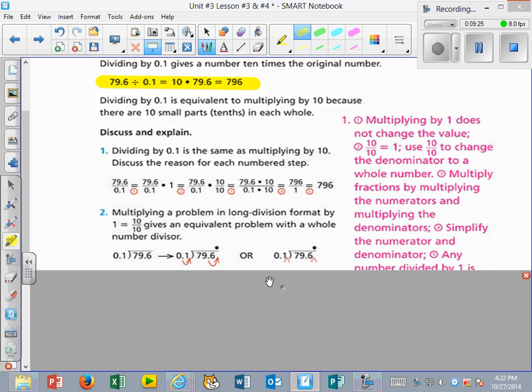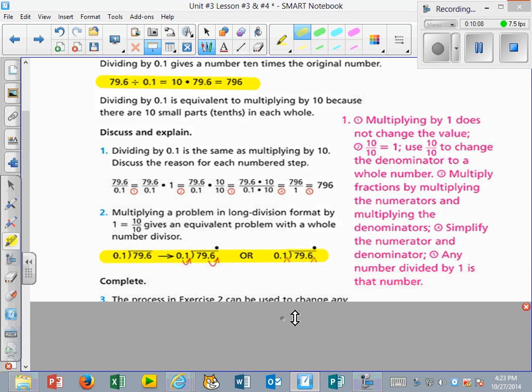It says multiplying a problem in long division format by 1 equals 10 over 10 gives an equivalent problem with a whole number divisor. So if you have 0.1 into 79.6, the first step, and I'd like you to copy this down, is to move your decimal 1 place to the right. 0.1, move it 1 place to the right. What you do on the outside, you must do on the inside. So to 79.6, you move 1 place, bring the decimal up. So now you really have 1, because right here's your decimal, into 796. And now you know that 1 goes into 796 times.